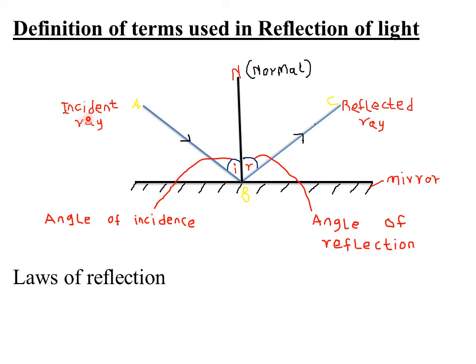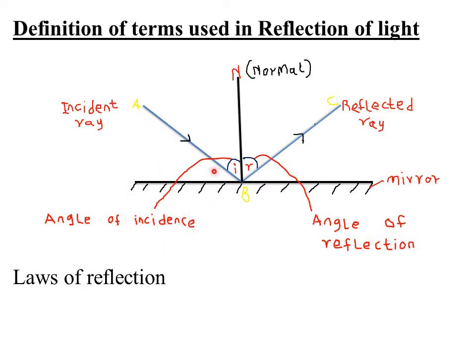So the incident ray is the ray that travels from the source to the reflecting surface. This is what we are calling the incident ray. Then we have what we call the angle of incidence. Students should know the difference between incident and incidence. When we talk of incidence, we mean the angle. When we talk of the incident, we mean the ray.